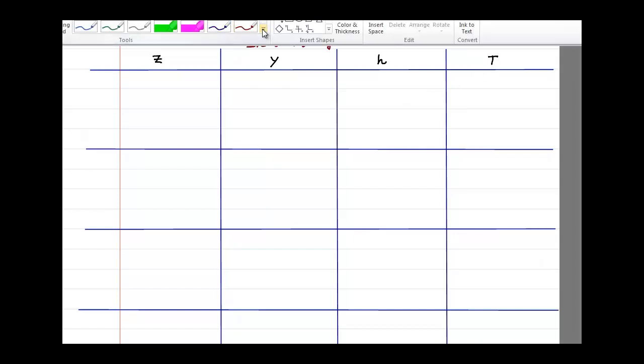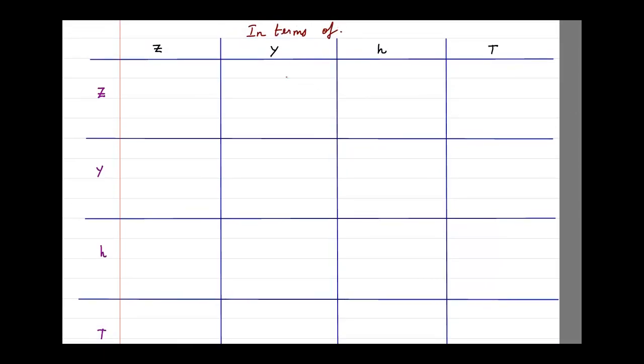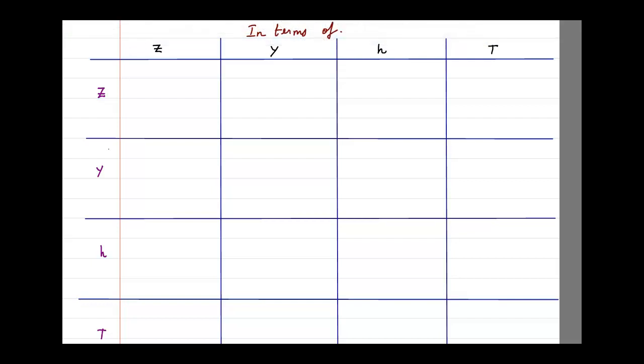Similarly, on this side, I will write z in terms of this. Similarly, y in terms of this. Similarly, h in terms of this, and similarly the t parameter, transmission parameter, in terms of this. So right now we have found out the y parameter in terms of z parameter.